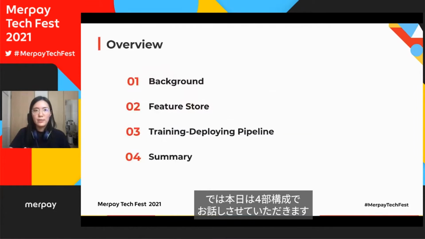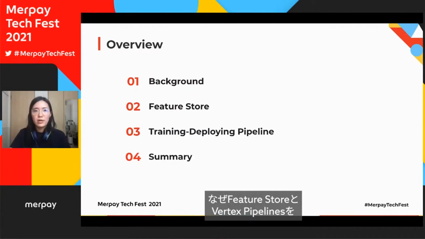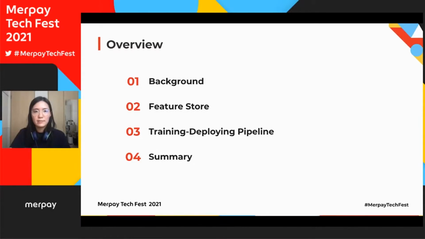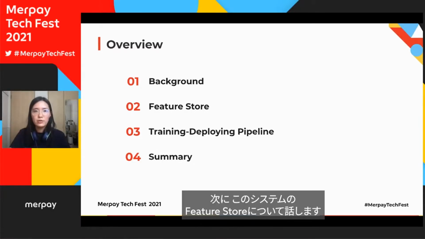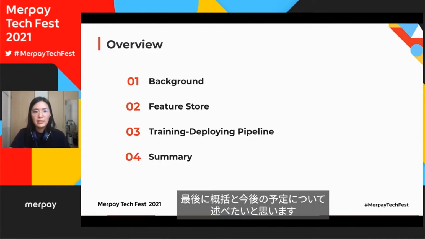Okay, today we will go through 4 parts. First, we will briefly introduce the background of the system and why we need to use Feature Store and the Vertex pipelines. Second, we will talk about the Feature Store utilized in the system. Third, we will introduce its training developing pipeline. And finally, we will make a summary and talk about the future works.